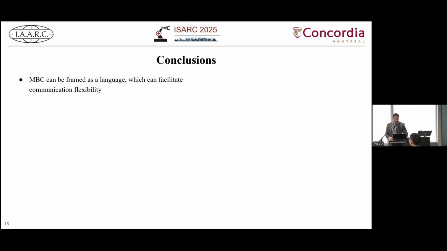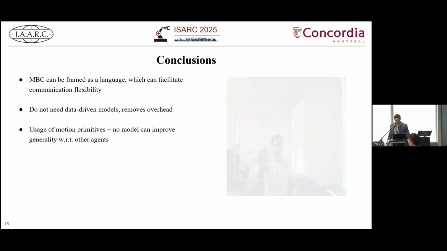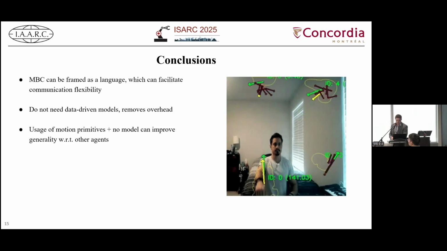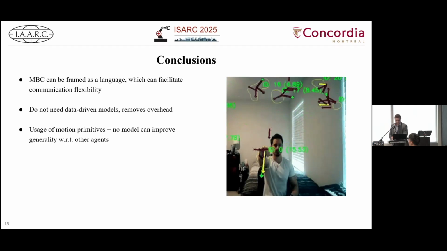Conclusions here: the MBC can be framed as a language, which can help facilitate communication flexibility. This can be done without data-driven models, which removes model querying and other overhead. And the usage of motion primitives and no model can improve generality.